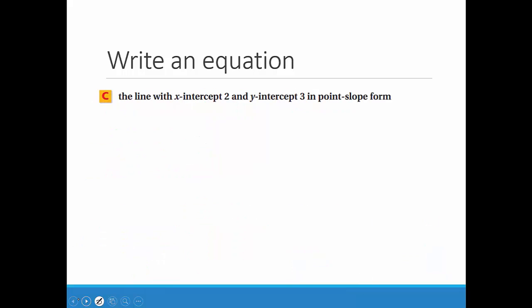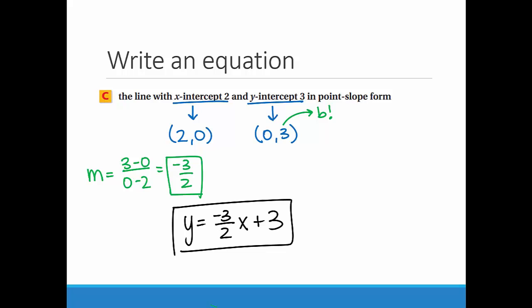I want you guys to pause the video and try this one on your own. A line with an x-intercept of 2 and a y-intercept of 3. So hopefully you remembered that if something crosses the x-axis at 2, that we have the point (2, 0). If something crosses the y-axis at 3, we have the point (0, 3). And then it's awesome because this is our b value in y equals mx plus b. And then all I did was find the slope and then plugged it in.